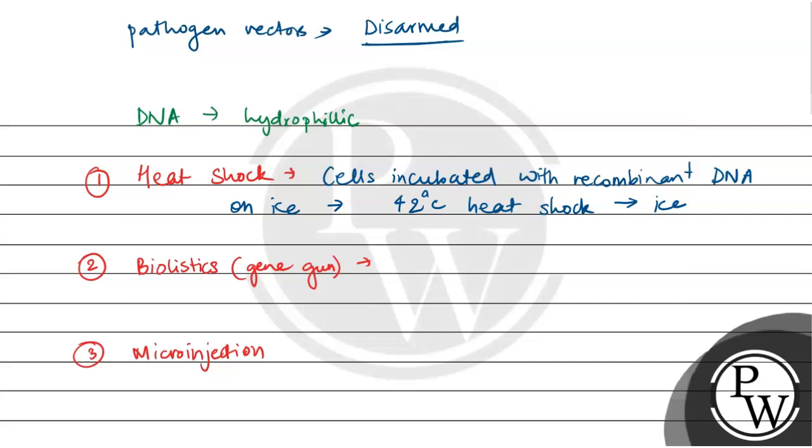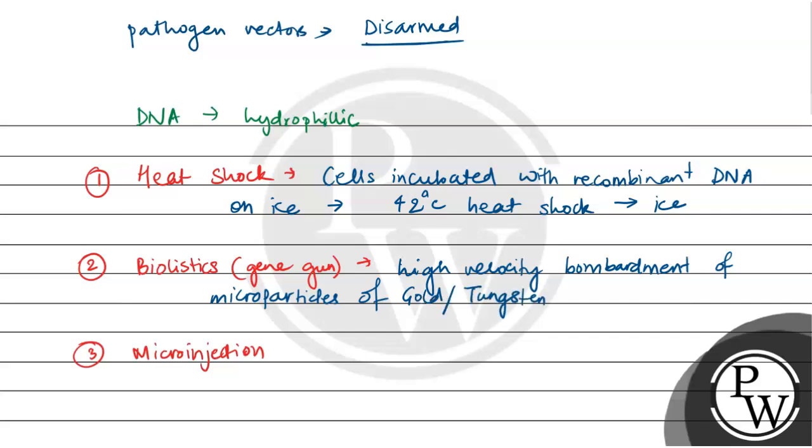Biolistics और gene gun method जो होता है, it is basically the high velocity bombardment of microparticles of gold or tungsten which are coated with the DNA. जो DNA हमको insert करना है.